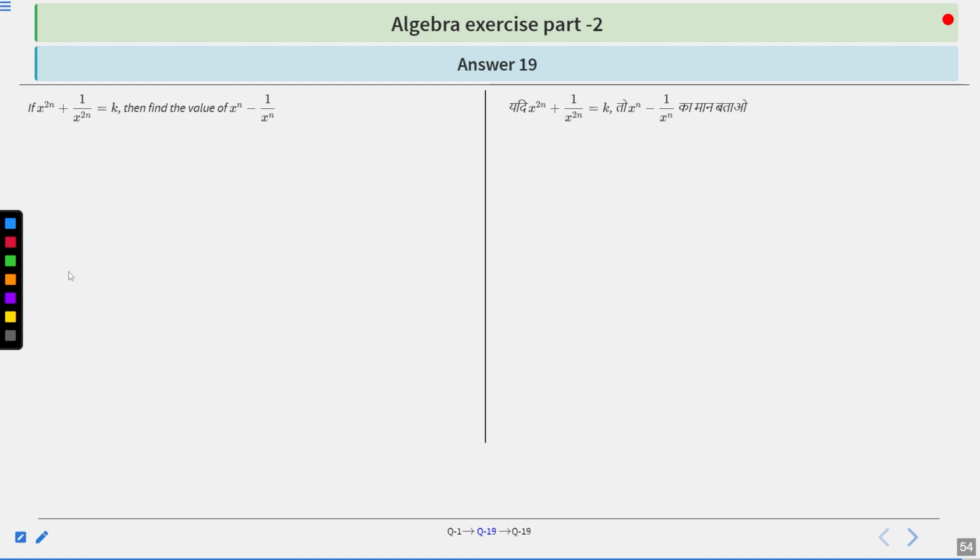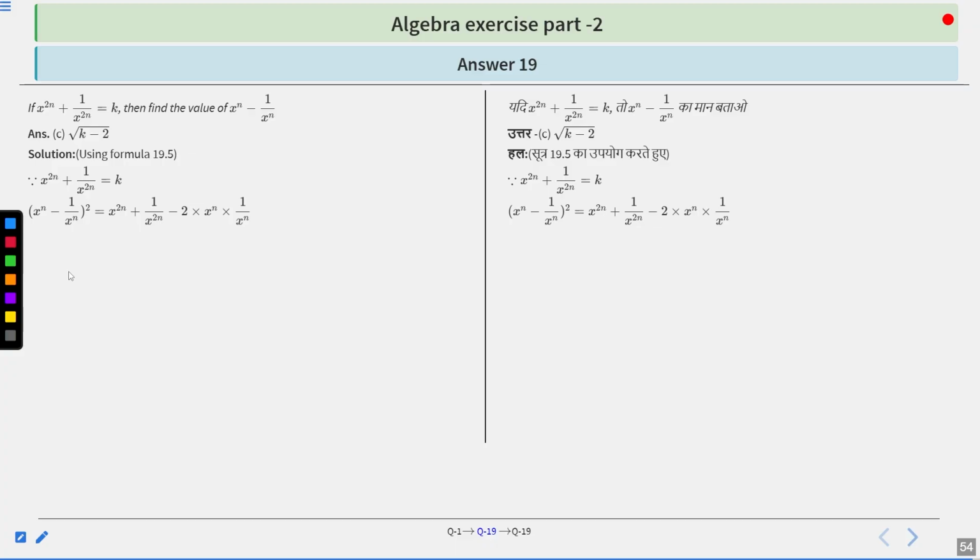So we were given that x raised to power 2n plus 1 upon x raised to power 2n is equal to k, and the value of x raised to power n minus 1 upon x raised to power n was to be found out. So we are going to use formula 19.5 to solve this question, because x raised to power 2n plus 1 upon x raised to power 2n was equal to k. Not squaring both sides, we have to find x raised to power n minus 1 upon x raised to power n. So squaring what we have to find, that is x raised to power n minus 1 upon x raised to power n whole square.